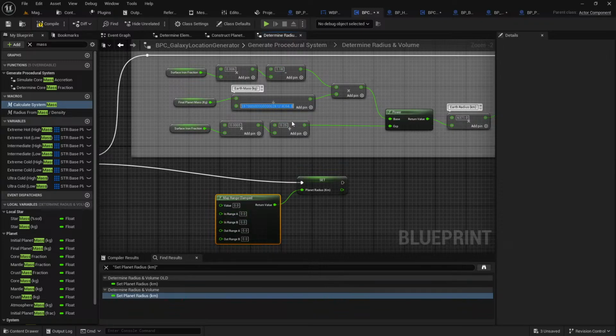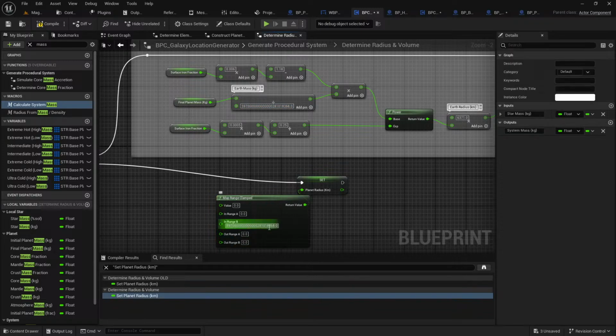I should be allowed to use that actually. Can we use giant numbers? Yeah, we can. Great. It makes life easier.